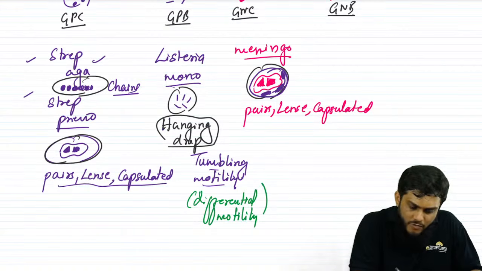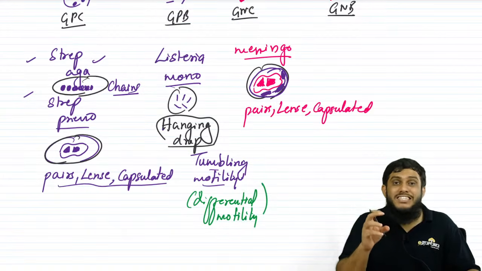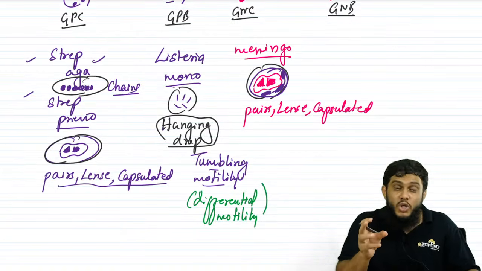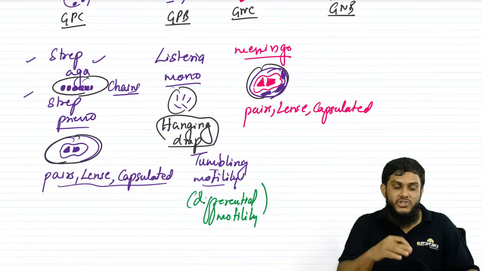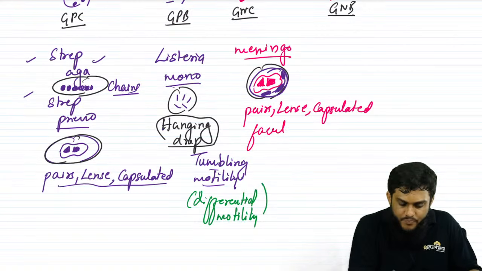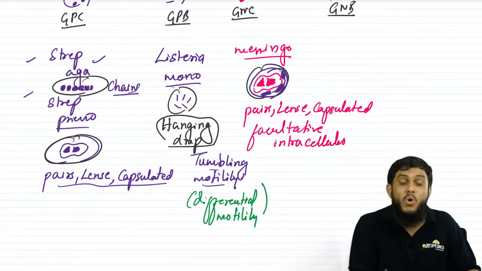Neutrophils, you know, have a multi-lobed nucleus, 3 to 4 nuclei will be there. So this is a neutrophil or pus cell within which we are seeing gram-negative cocci arranged in pairs, lens shaped, capsulated. We can think of meningococcus, which causes meningitis. So facultative intracellular, that point is important. So meningococcus is facultative intracellular.